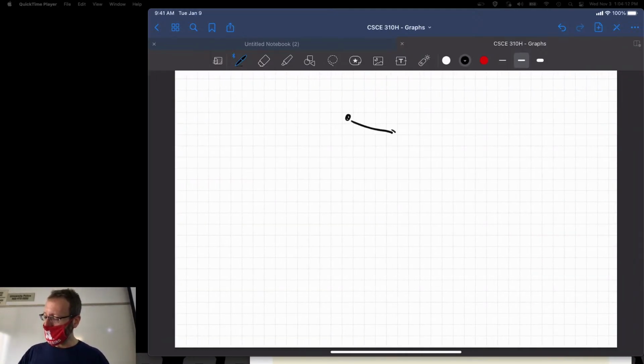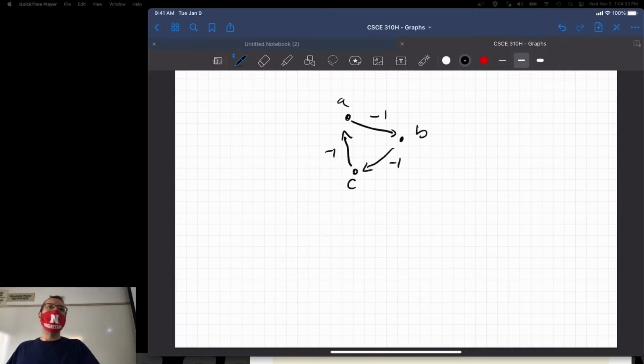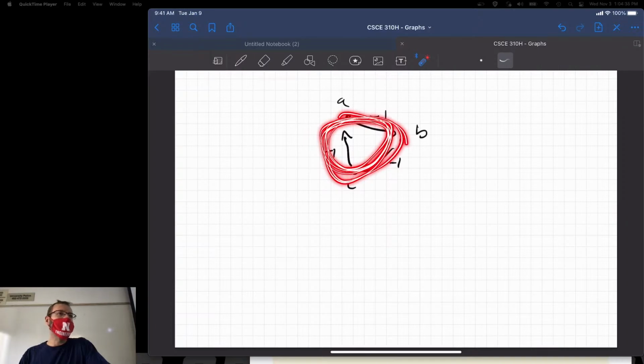What if I have a graph that looks like this? Edges of -1, -1, -1, with nodes A, B, C. Negative values. What is the length of the shortest path from A to C? Yep, there is no lower bound on it. You can go all the way around this as many times as you want and find an even shorter path, shorter weighted path, I should say.